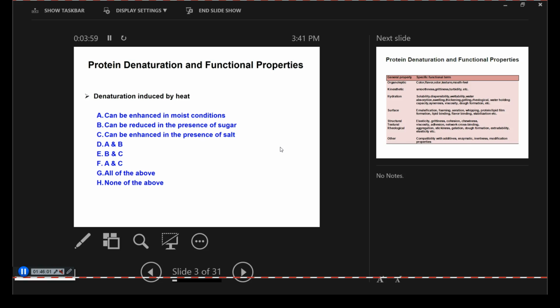Basically we'll talk about the impact of moisture on denaturation, the impact of sugar on reducing the denaturation rate, and salt. Depending on the type of salt, it can enhance denaturation or reduce the rate of denaturation. There are different types of salt, and their interaction with the protein would be different. So B is correct, but not necessarily must.